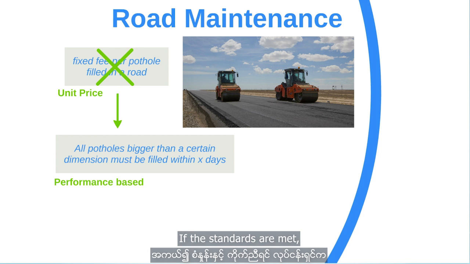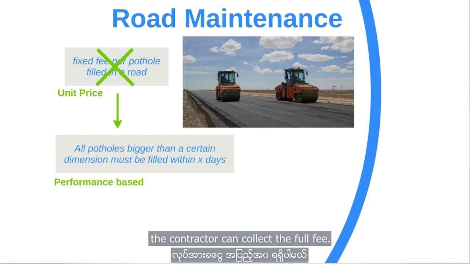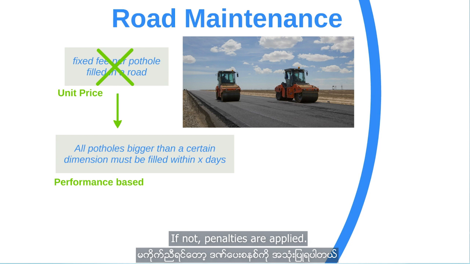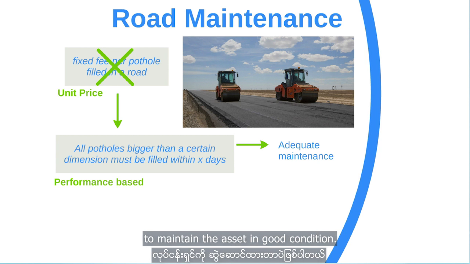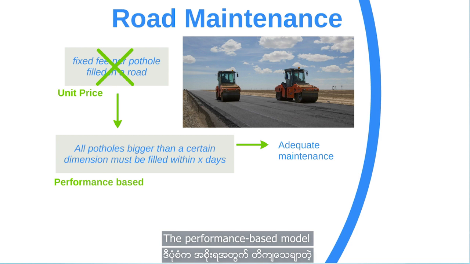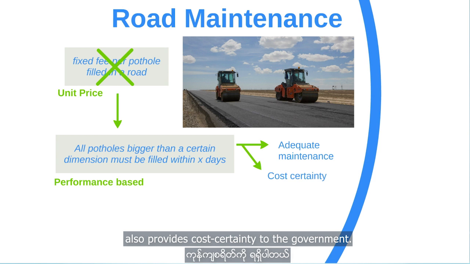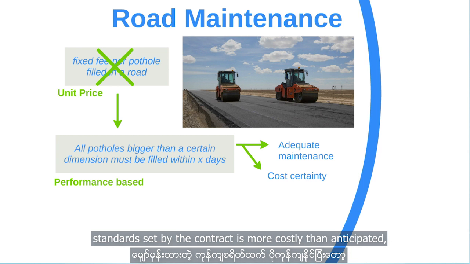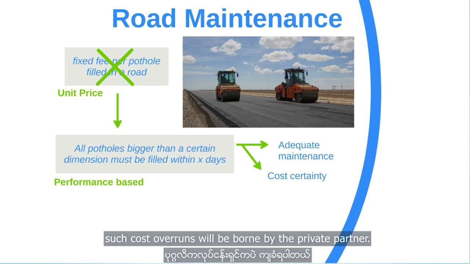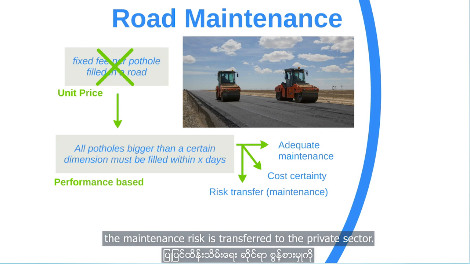If the standards are met, the contractor can collect the full fee. If not, penalties are applied. Hence, the private operator is incentivized to maintain the asset in good condition. The performance-based model also provides cost certainty to the government. If compliance with the maintenance standards set by the contract is more costly than anticipated, such cost overruns will be borne by the private partner. In other words, the maintenance risk is transferred to the private sector.